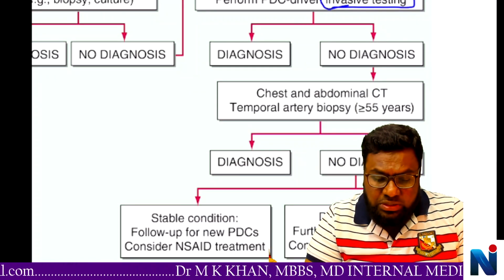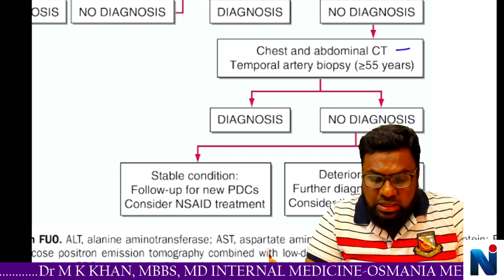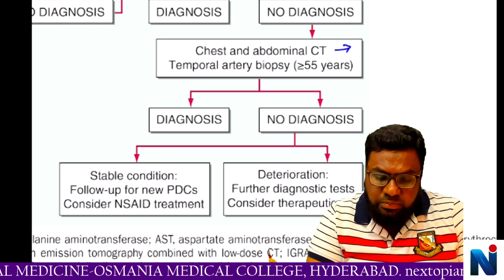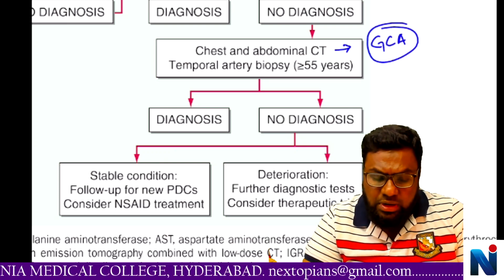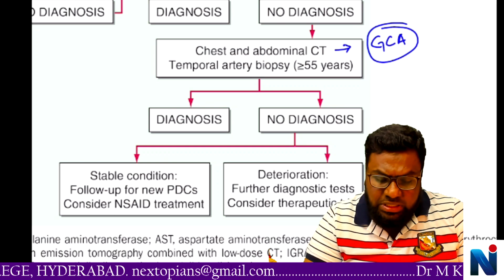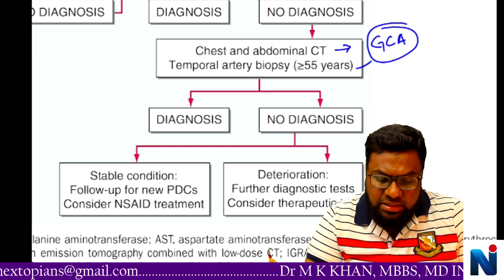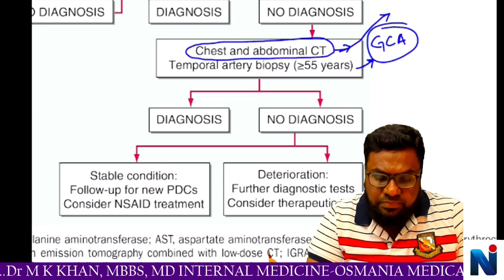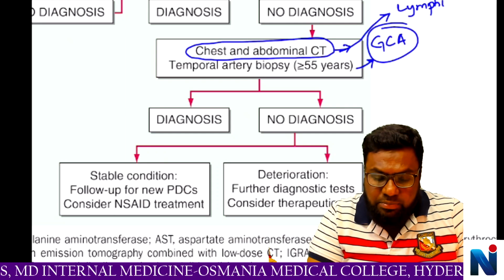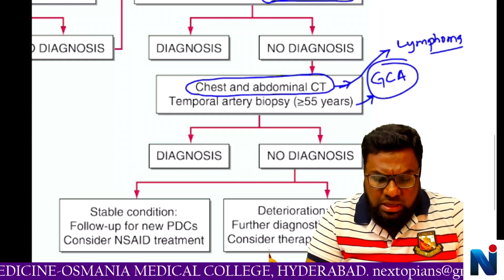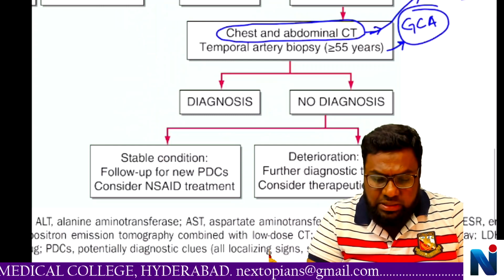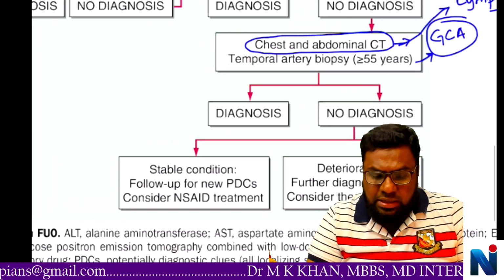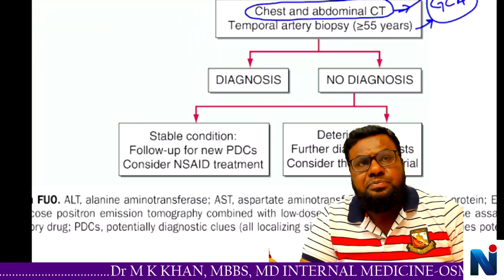Then if there is no conclusive diagnosis, then you go for temporal artery biopsy. Temporal artery biopsy to rule out what? Giant cell arteritis. All right. Abdominal CT or chest CT to rule out lymphomas or any solid tumor malignancy, which can also be ruled out in initial stages with the PET, but sometimes a few lymphomas, rare causes of lymphomas, will not be picked up.